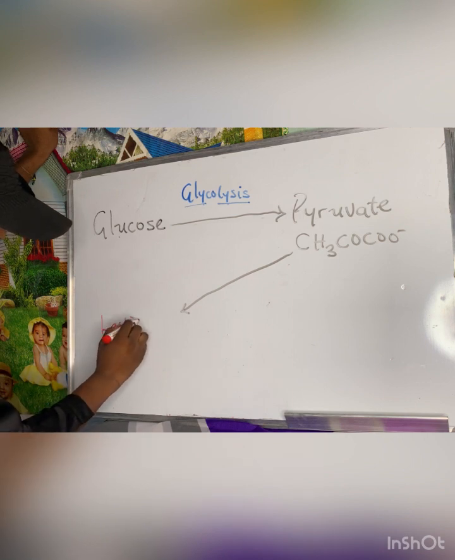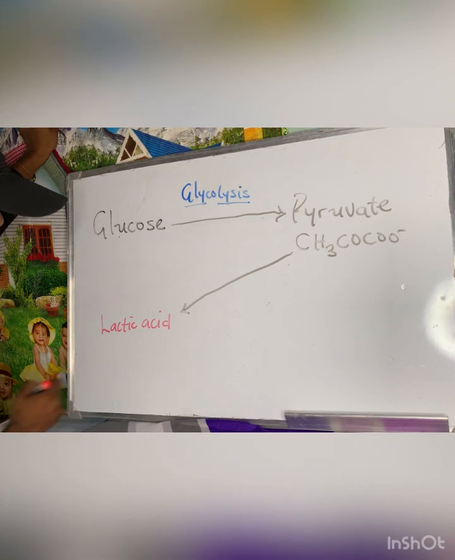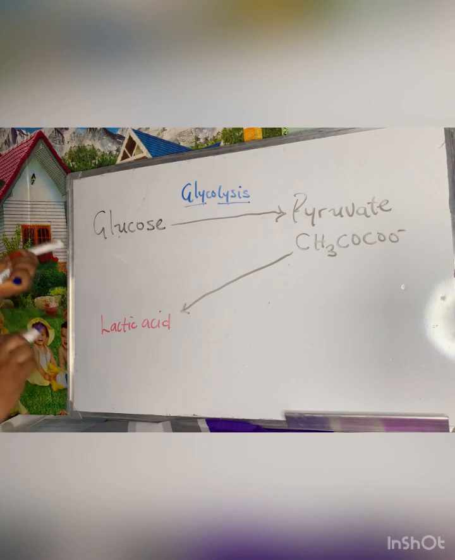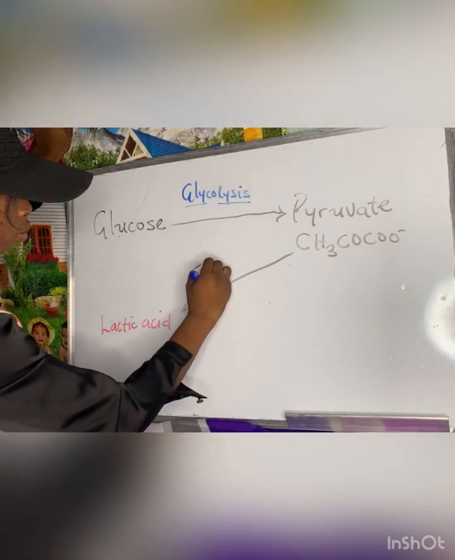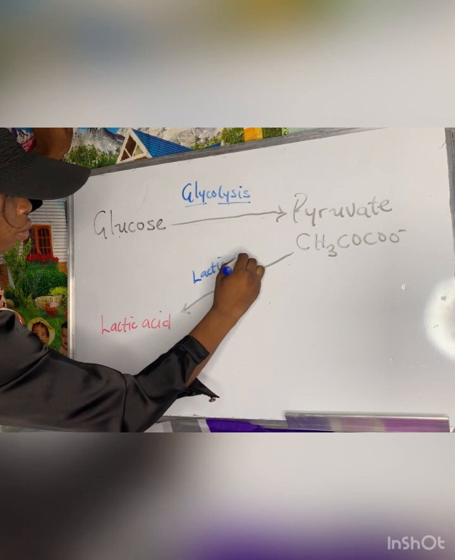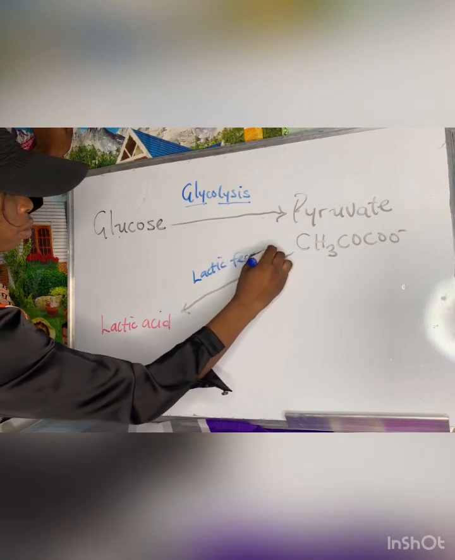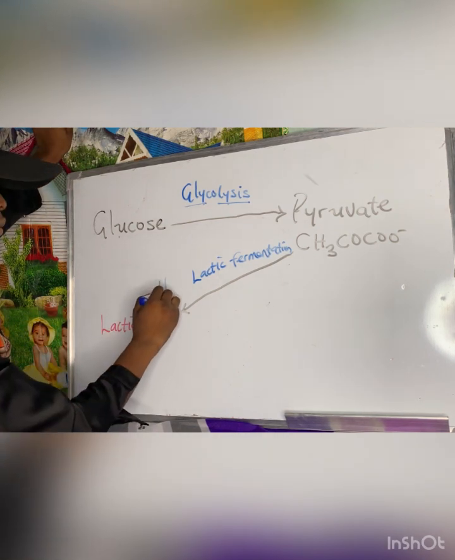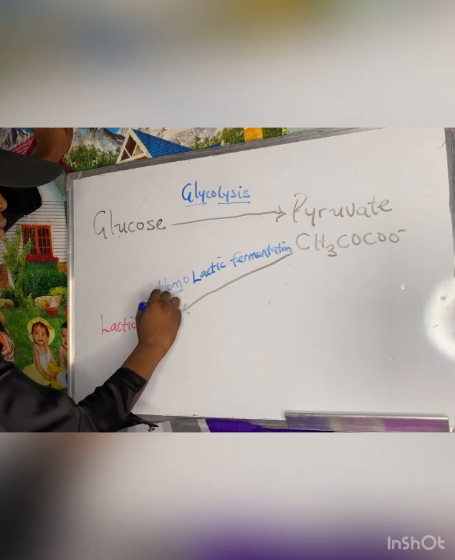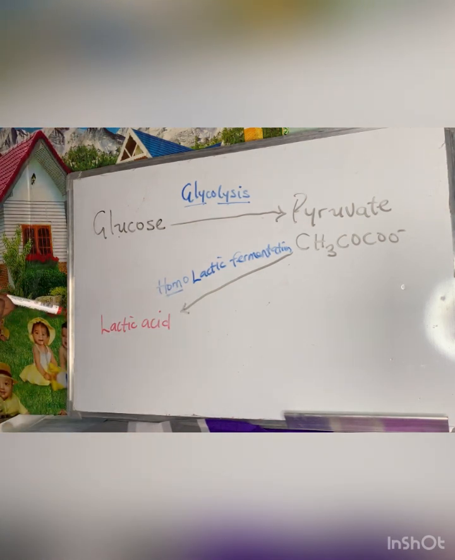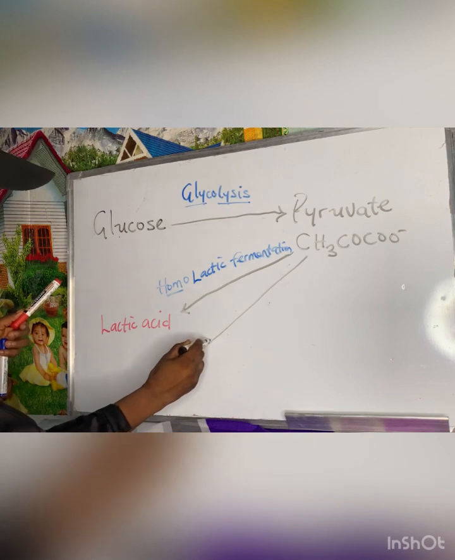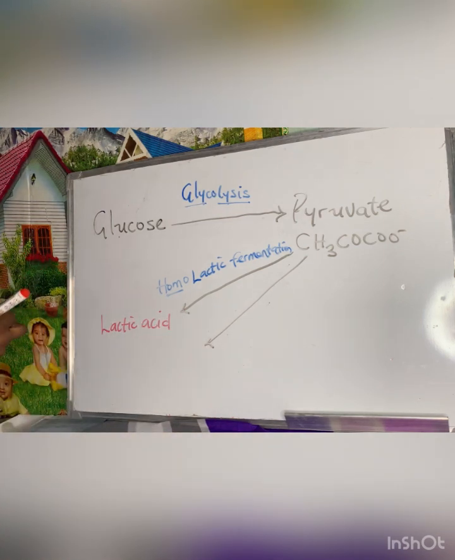Pyruvate might be used in the synthesis of lactic acid, and the process is called lactic fermentation. But since it produces only lactic acid, we name it homolactic fermentation. Homo means one, as in only lactic. Okay, homolactic fermentation.